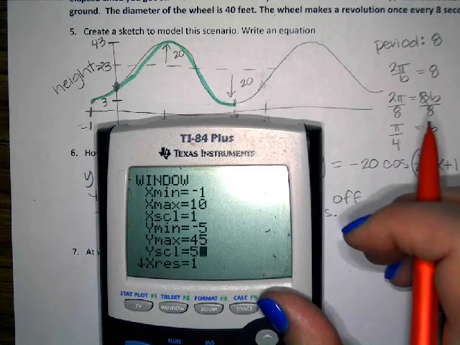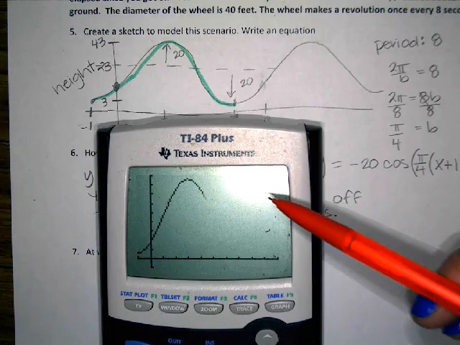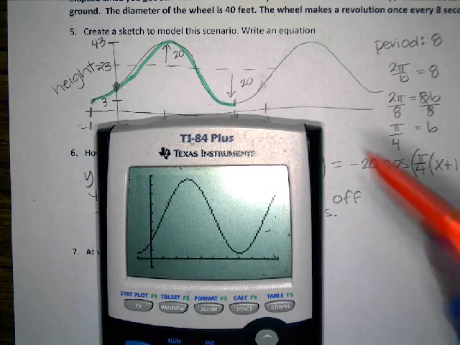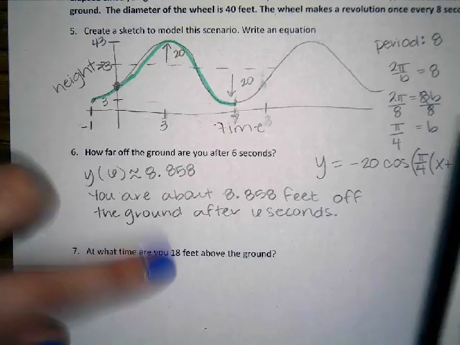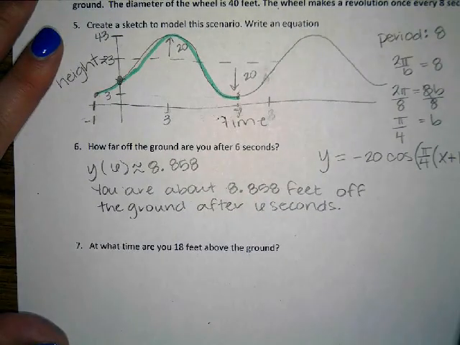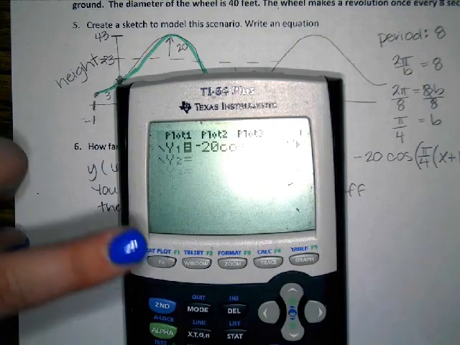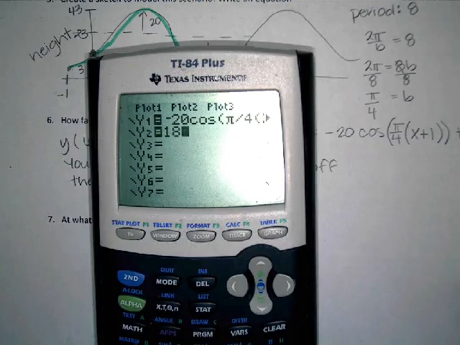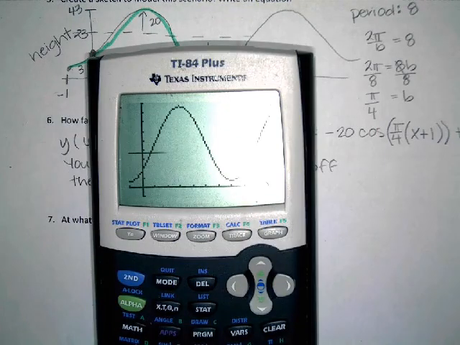So there's our cosine graph. Okay. And now if we want to see at what time you are 18 feet above the ground, we're going to hit the y equals button again. We're going to go down to y2 and type 18. 18 feet above the ground, 18 is the y coordinate, so we're going to type 18. And there's a couple different places where that happens.